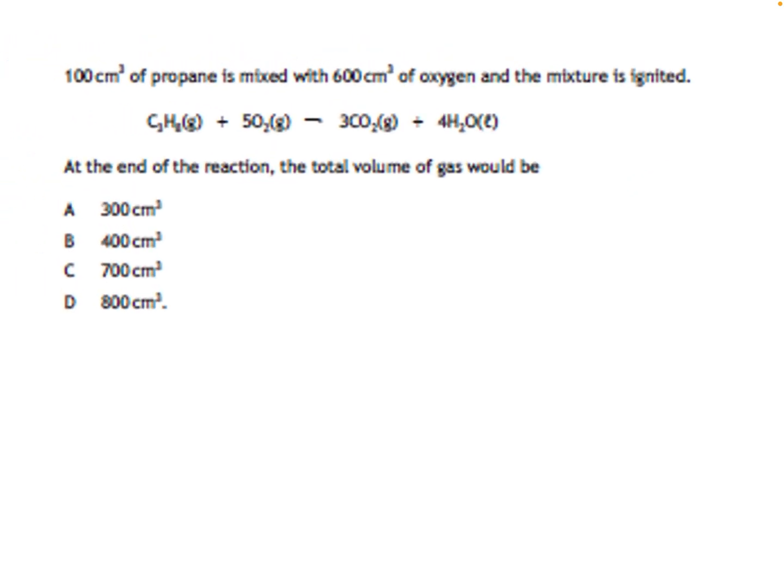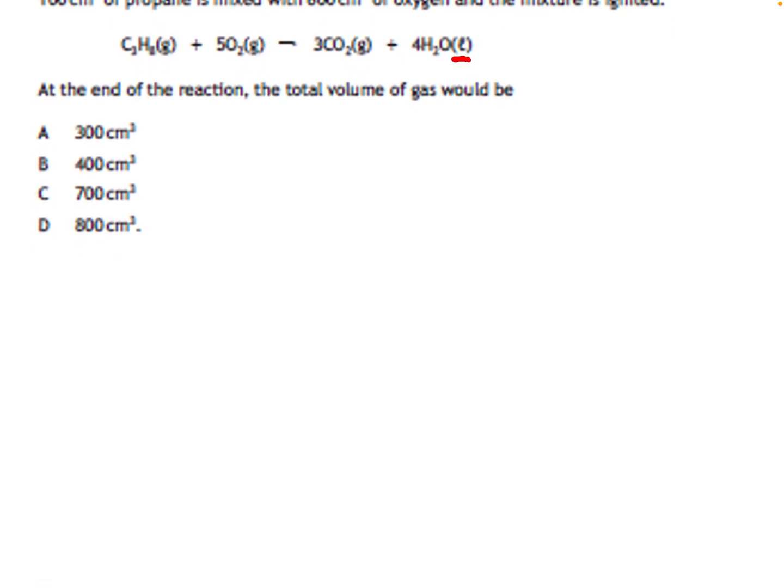We've got 100 centimetres cubed of propane, and that's mixed with 600 centimetres cubed of oxygen, and then that mixture is ignited. Notice that the water is a liquid, so we don't really include that. Let's write out the equation again, and then we'll put our mole ratios in, we'll put our volume ratios in for the things that are going to have volume, and let's find out what the volumes would be.